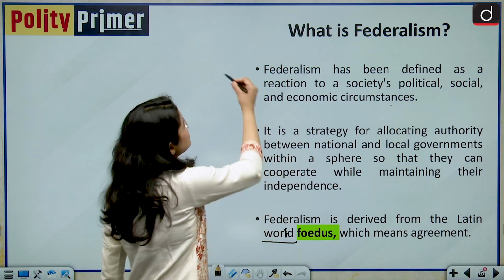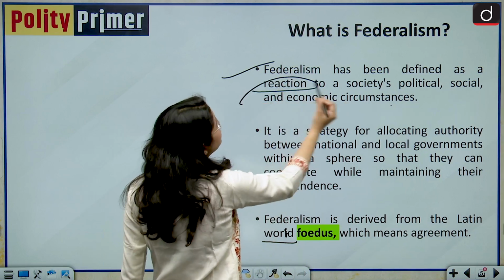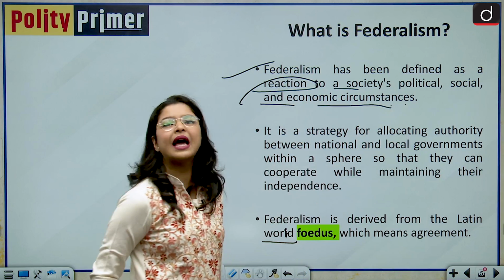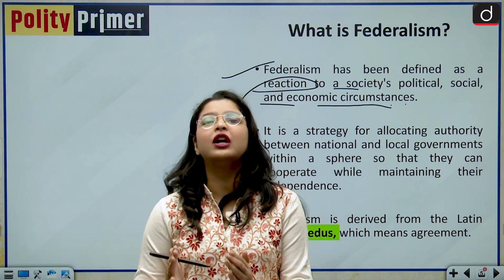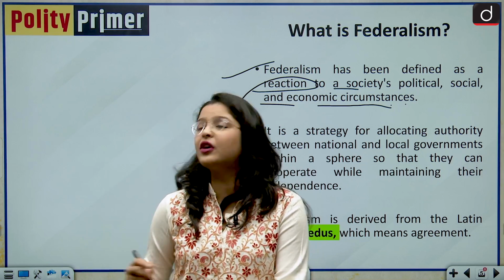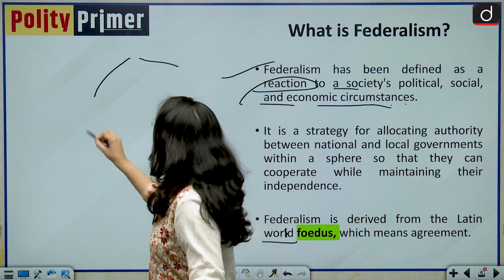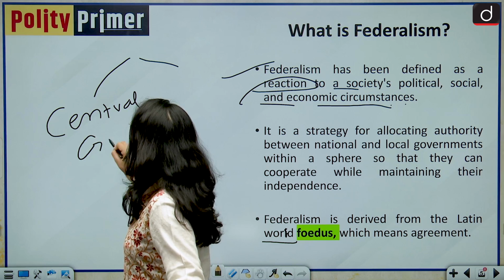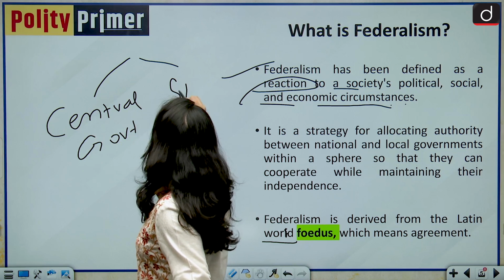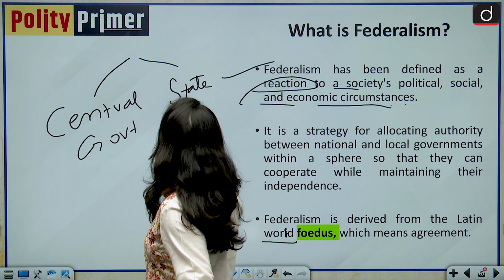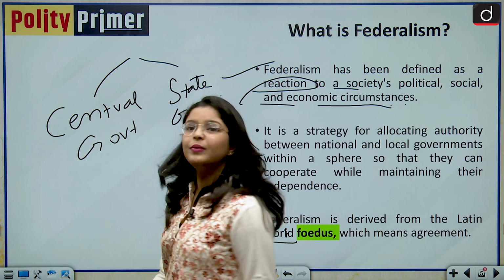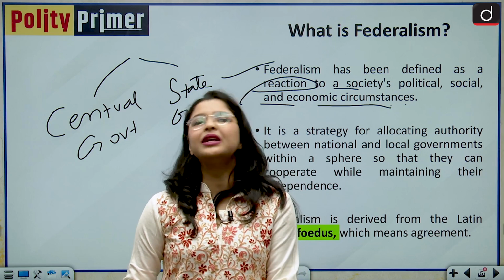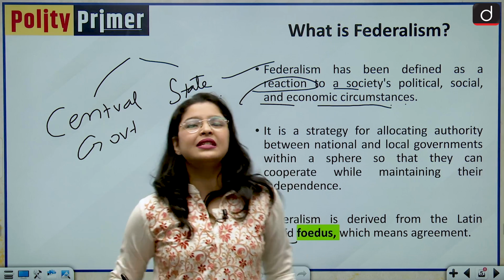Okay, so federalism has been defined as a reaction to a society's political, social and economic circumstances. It is a system of governance in which powers are generally divided between the central government and the state government. So basically, it talks about the division of powers between two constituent units, namely the central government and the state government.